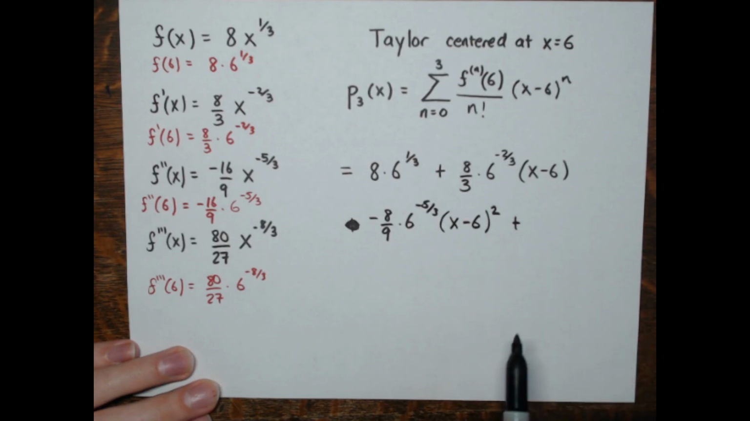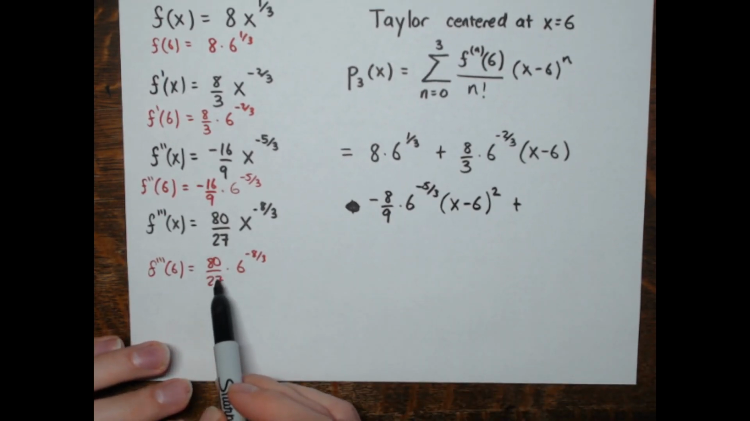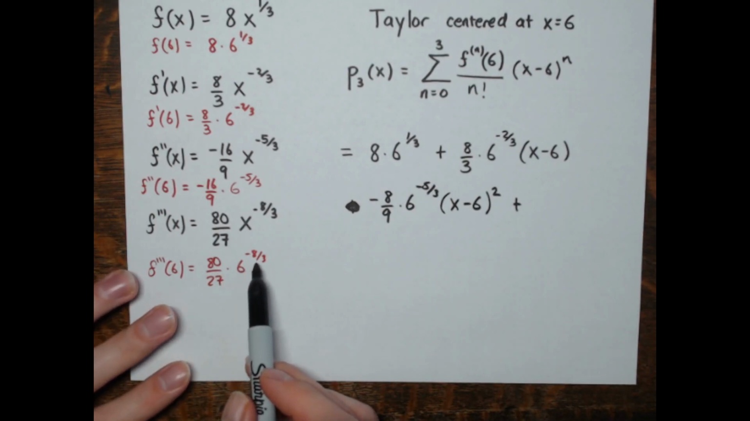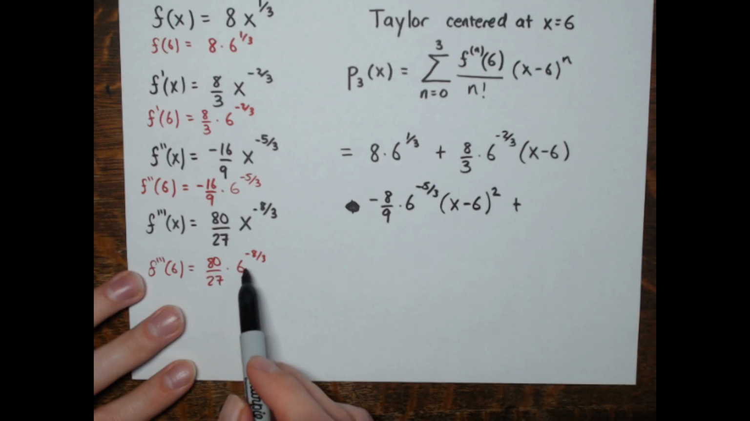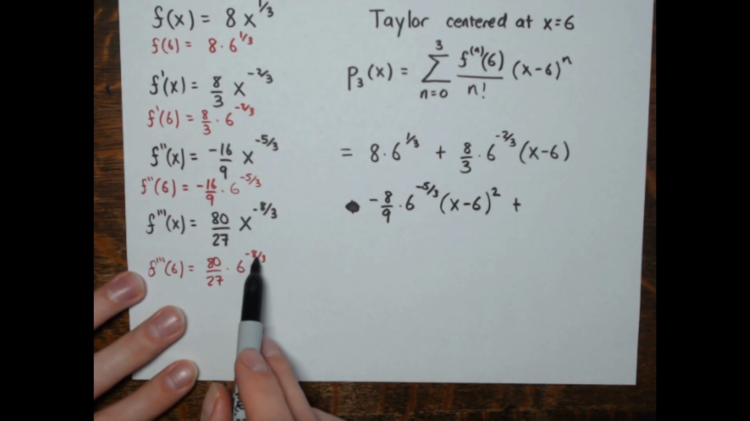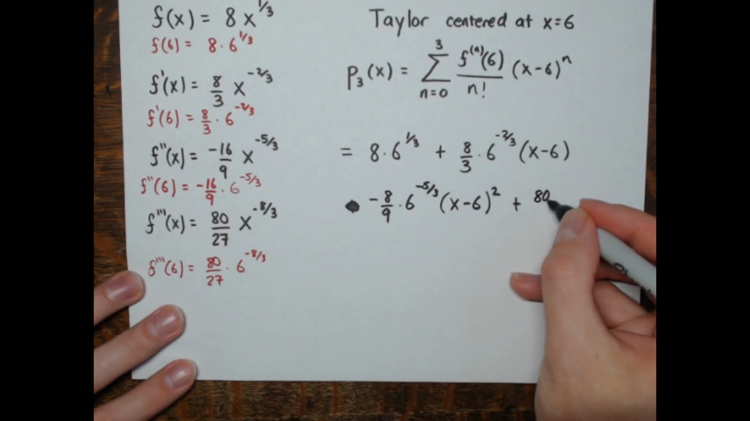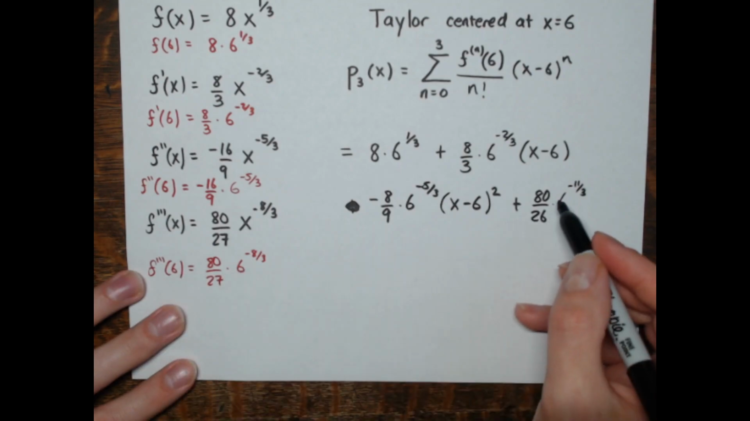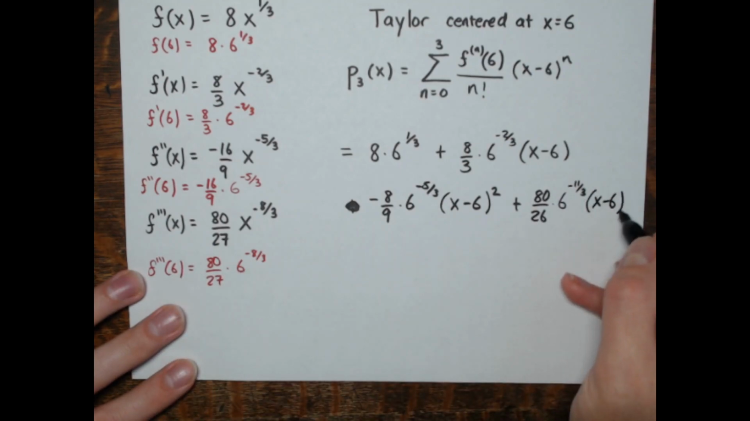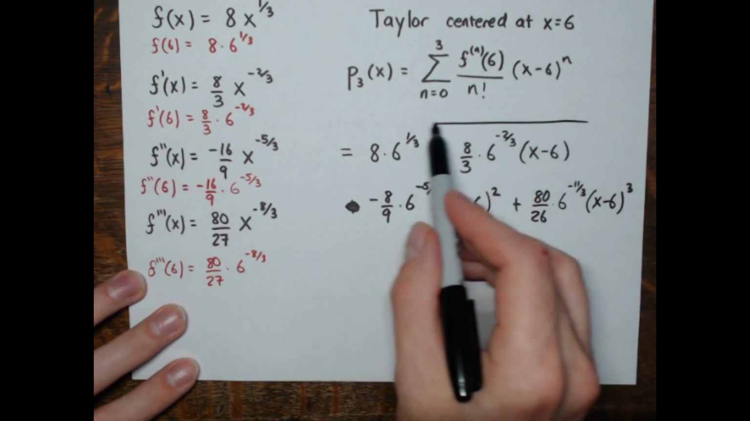And then finally, the third powered term would be the third derivative at 6, so this 80/27 times 6 to the negative 8/3, divided by 3 factorial. That's divided by 6. So when you divide powers of 6, 6 to the negative 8/3 divided by 6 to the first, that'll reduce the power by 1. So that'd be 6 to the negative 11/3. So 80/27 times 6 to the negative 11/3. That's the third derivative at 6 divided by 3 factorial, times x minus 6 to the third power. That's what I'm going to type in here.